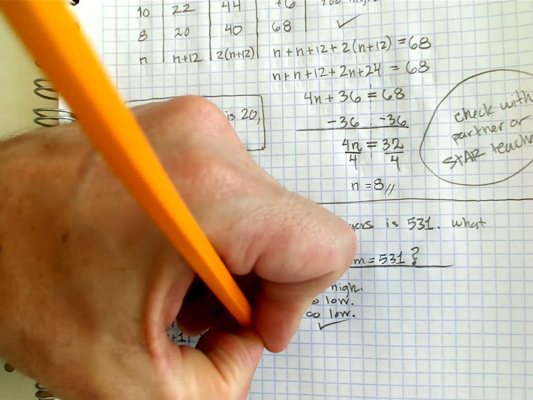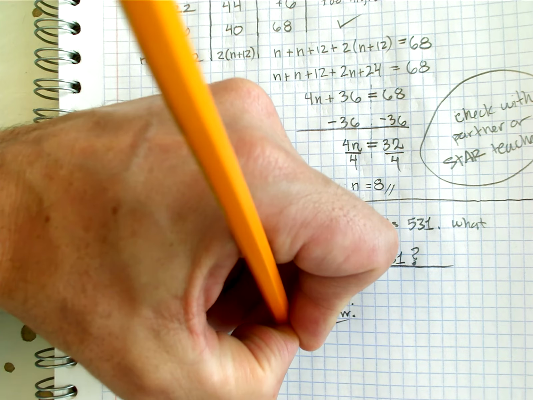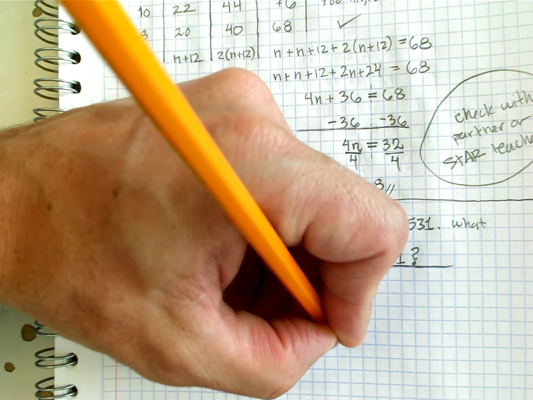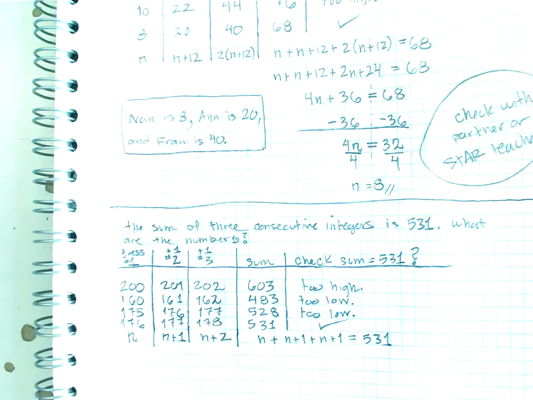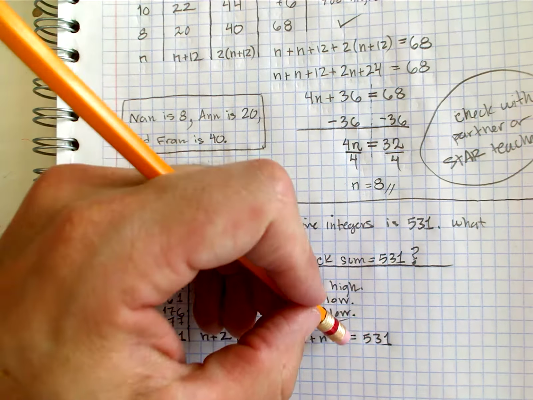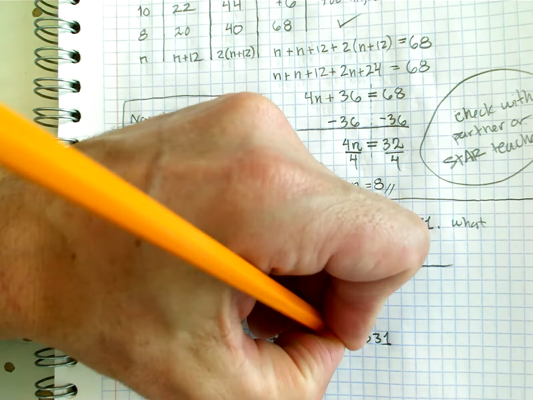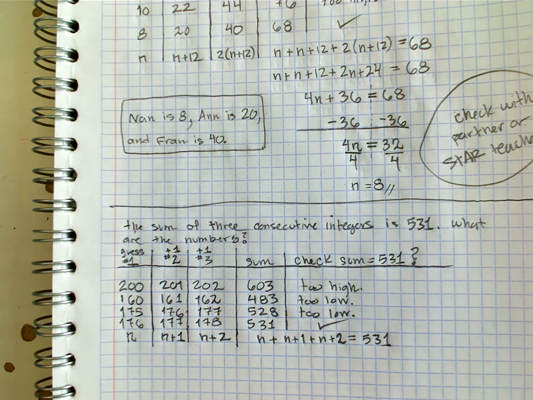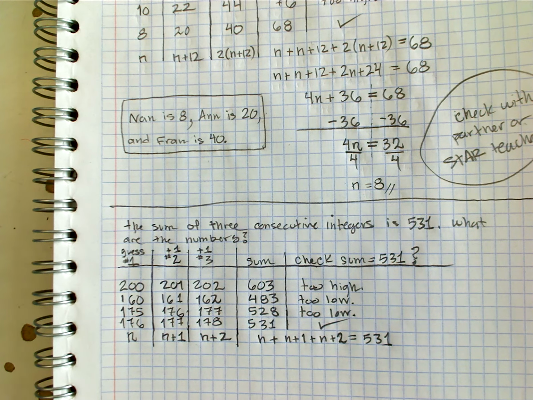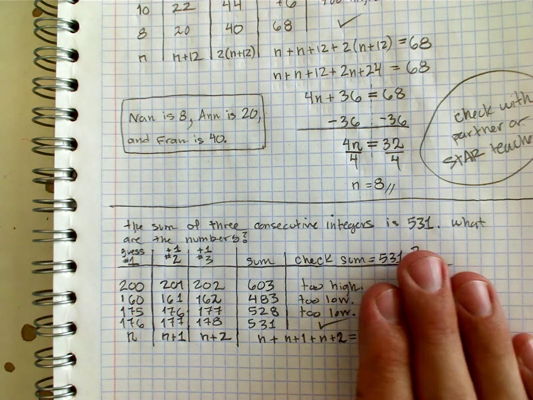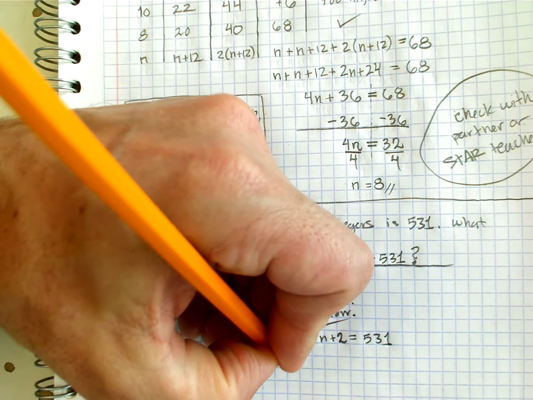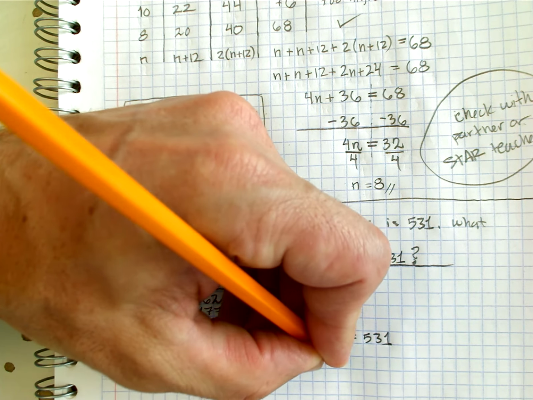And I know that when I add them up, the sum should be 531. Oops, I miscopied there. This is n plus 2. So look, I wrote an equation. I used this table to write an equation. And if I just work with the left-hand side for a minute and combine like terms, I get 3n plus 3 equals 531.